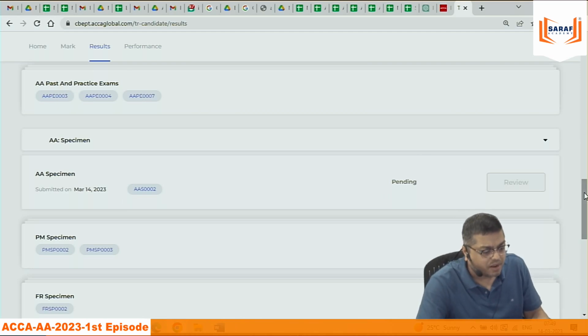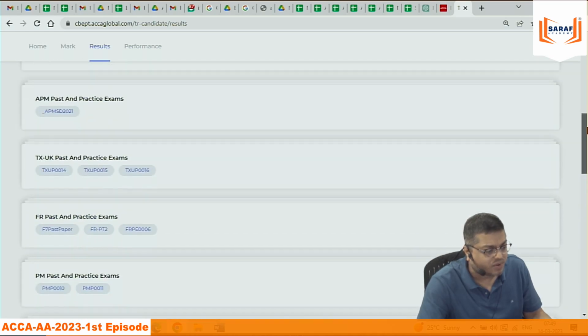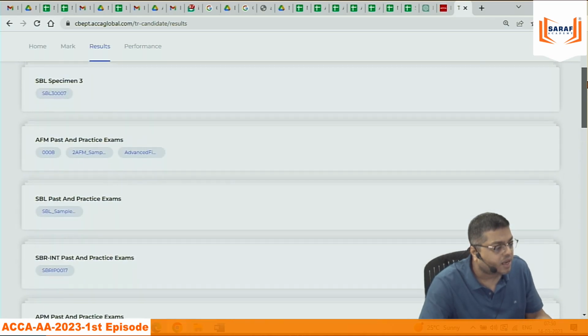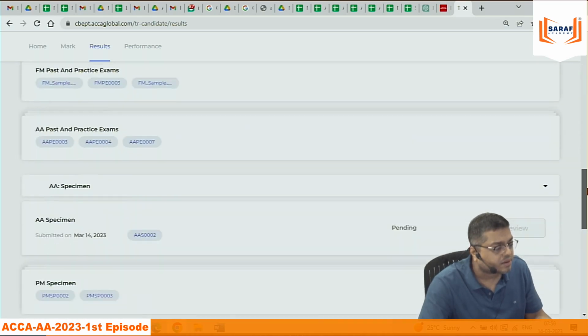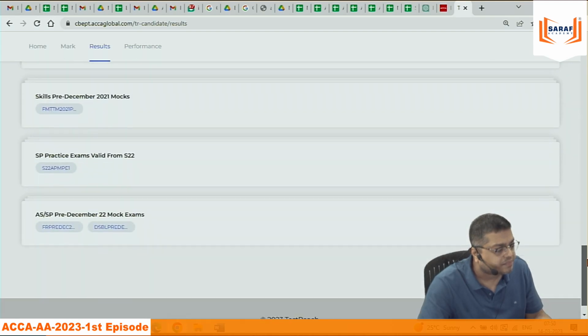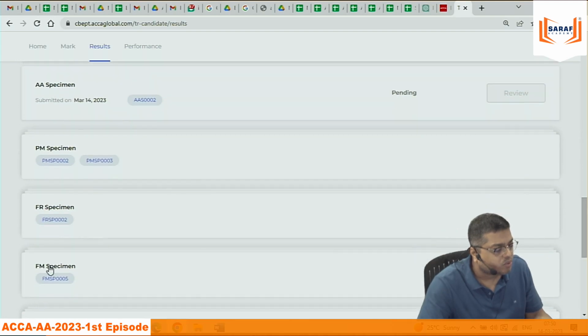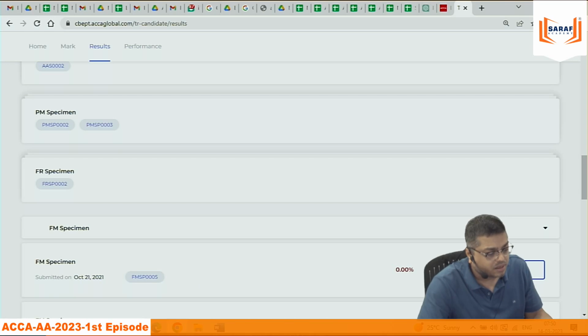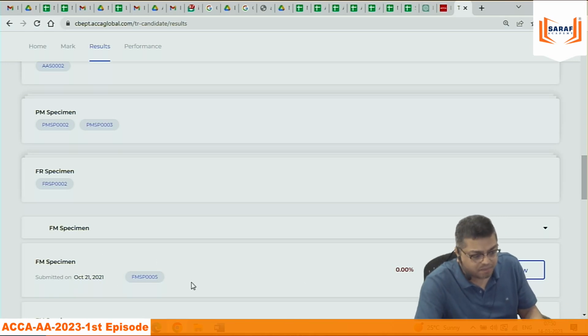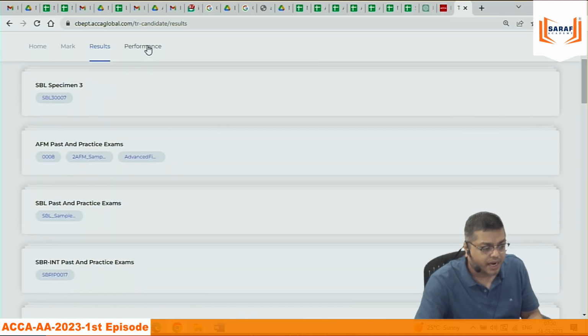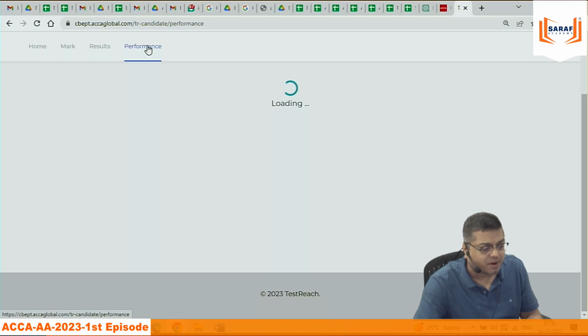If we go into other papers which we are doing, suppose AFM, FM specimen. Here, suppose I have opened the paper like this, the review is saying that there are no marks because I have not solved anything. Similarly, the review will come for the paper which you will solve properly in 3 hours, and you can analyze your performance.